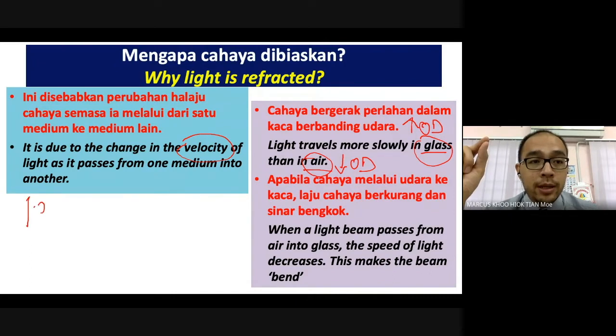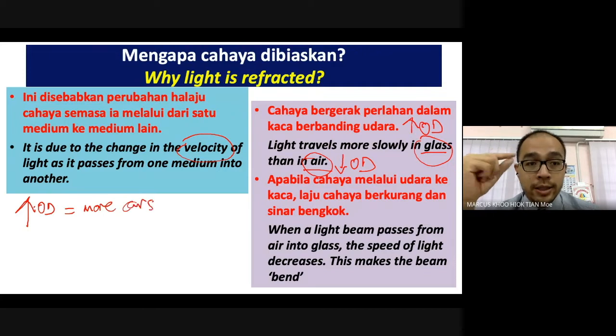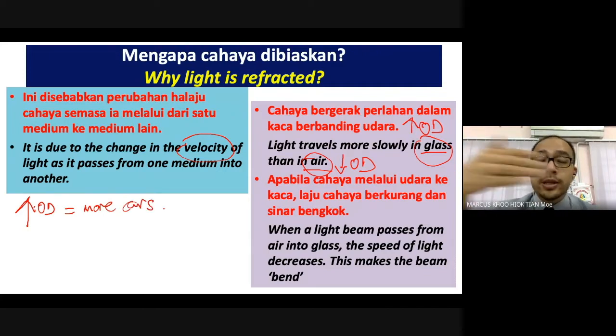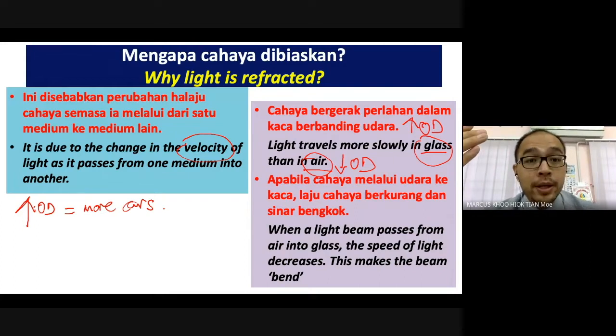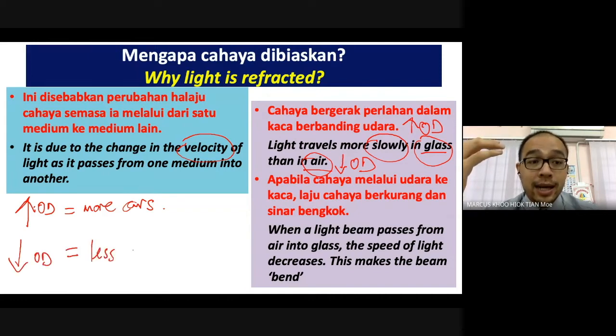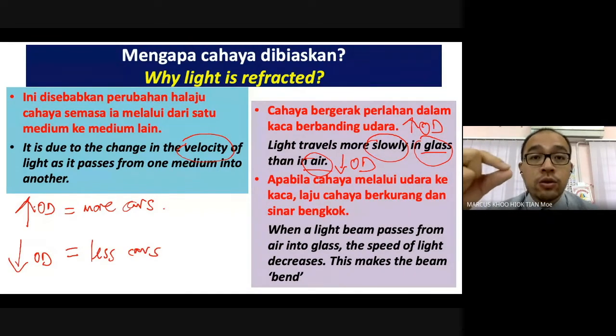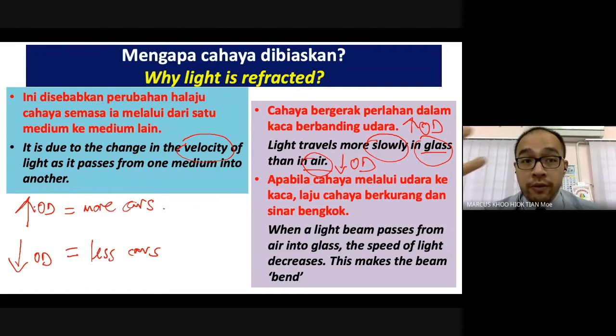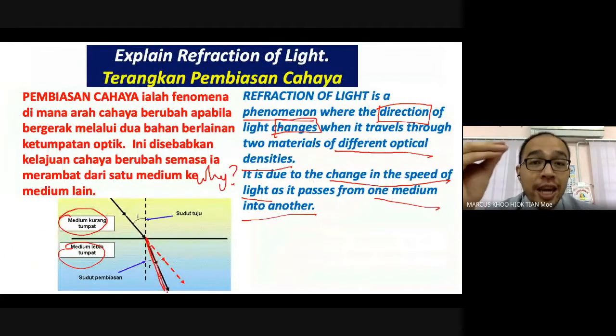More optically dense is like the situation where there are more cars. More cars means the motorcycle has to move slower. That's why light travels more slowly. If it is less optically dense, you're in a situation where there are less cars on the road, then the motorcycle can very easily move much faster. And also, we have to talk about the change in direction, because that's what refraction is, right? A refraction is the change in direction.